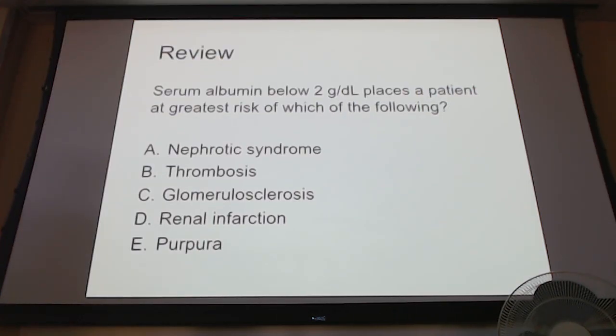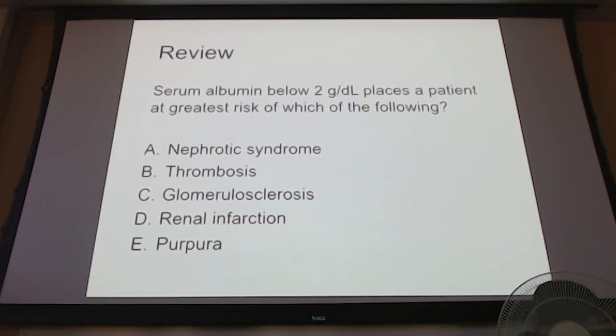We talked about this a lot. Thrombosis. Why thrombosis? Blood gets thick. Platelets are rubbing against each other. So increased viscosity of the serum results in, we'll call it hematologic stasis, which increases the risk of thrombosis.